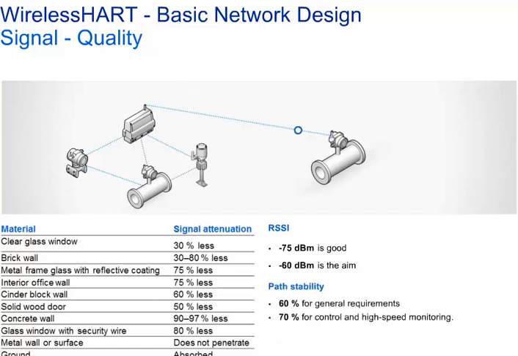The path stability is the ratio of successful data packet transfers to the total number of data packet transfers on all wireless paths in the network. General requirements are 60% path stability, but 70% is recommended for control and high-speed monitoring. Reliability is a statistic data expressed in percentage and is roughly the amount of expected information received by the gateway. The expected value should not be lower than 99%.